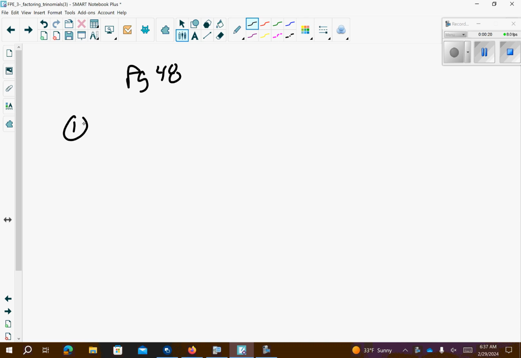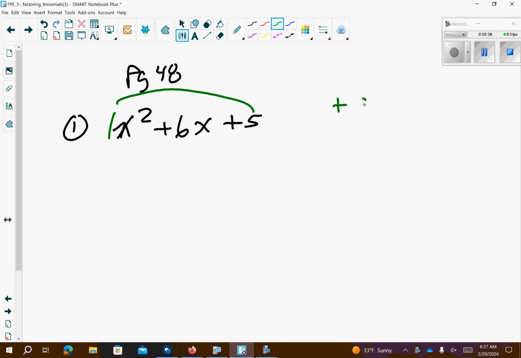Problem number 1, we have x squared plus 6x plus 5. Very first thing we want to do, put a 1 out front. There was another number there, leave it there, don't change it to 1. Multiply 5 times 1, and I'm going to get positive 5. Please note, I keep putting the sign of what it is. The only way I can get to 5 is 1 times 5.